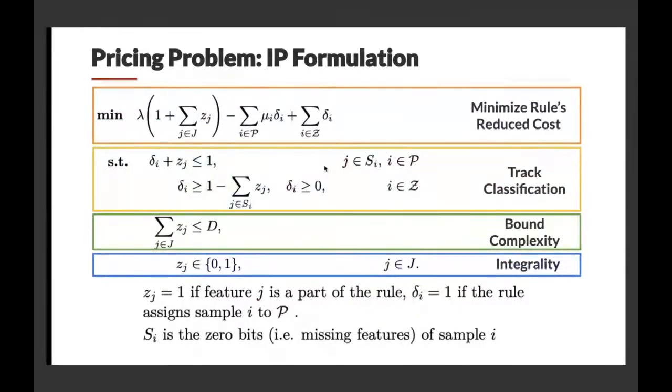Now the pricing problem is also an integer program that can be a little tricky to solve. In this case, our decision variables are going to be these ZJs, which represent which features are included in the rule. Our objective is just going to be to minimize the rule's reduced cost. And we have some constraints that are going to help track whether or not we classify a point as being positive. And this lambda and these mu's are just dual values that we're going to get from solving the LP relaxation.